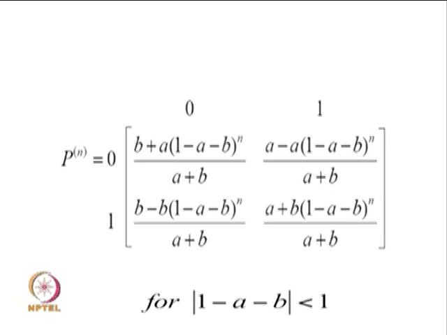So, here it needs some determinant also, unless otherwise the absolute of 1 minus a minus b is less than 1, this result is not valid. So, provided this condition, the P of n, that is the matrix, is the same as P power n.